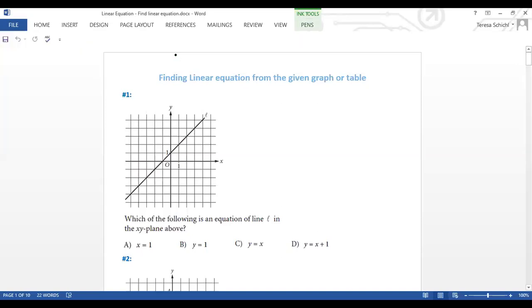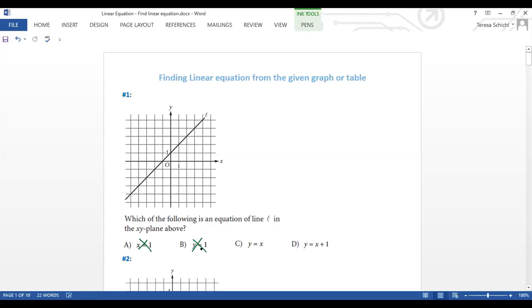The first problem is here, right? Which of the following is the equation of the line L in the xy-plane? Like we talked before, the SAT is a timed exam, so try to eliminate the impossible ones. I know the first one, x equal to 1, cannot be the answer, because from the review we know if x equals some value, then that line is perpendicular to the x-axis.